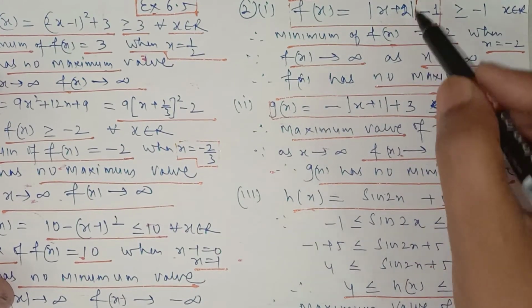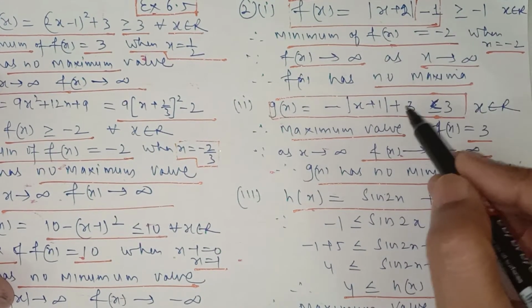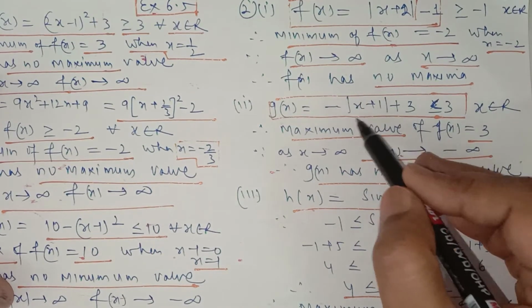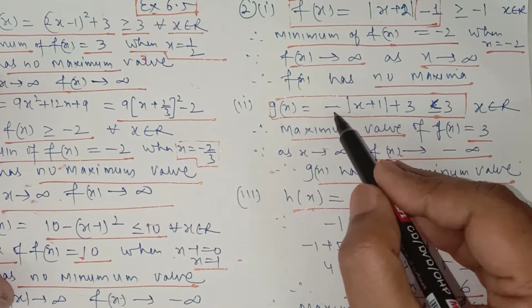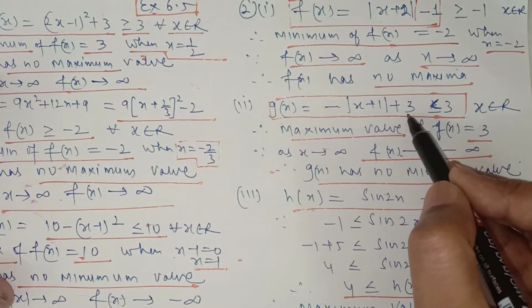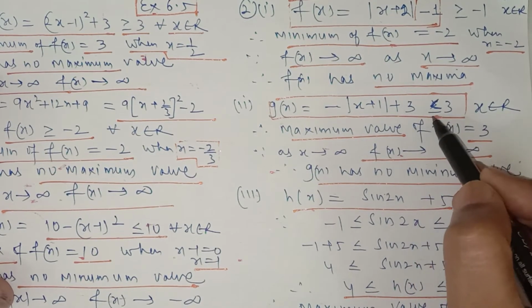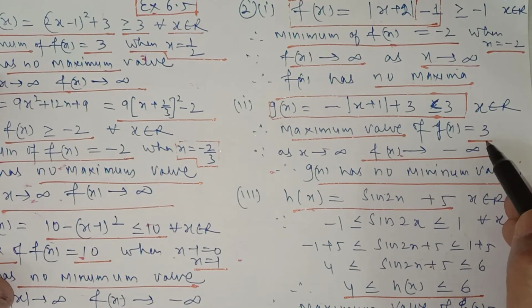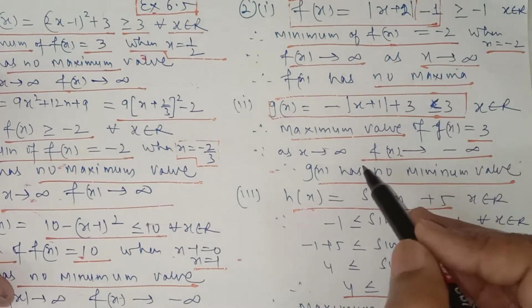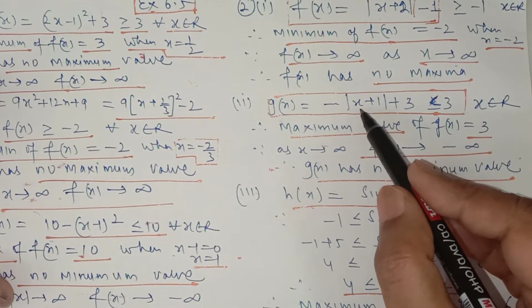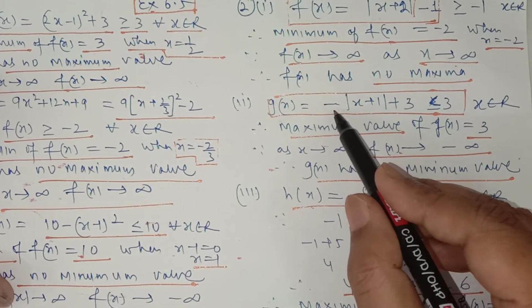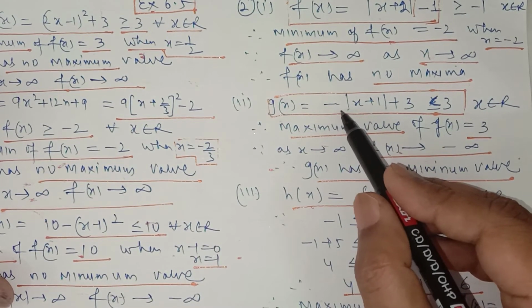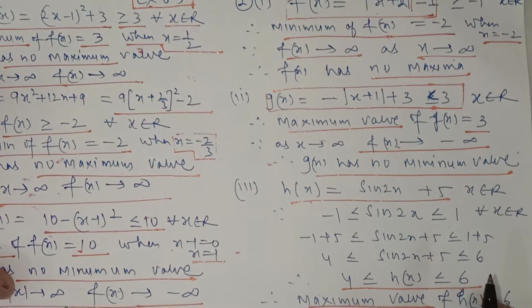Now this question is totally different from this. We have a negative sign here and a positive sign here. Then the maximum value of mod (x plus 1) will be 0. It cannot be more than 0 because we have a negative sign here. So 0 plus 3 is 3, meaning less than or equal to 3. It cannot be more than 3. So the maximum value of this function is 3. See the comparison between these two parts. Now as x goes on increasing up to infinity, this term goes to minus infinity. So this function does not have its minimum value.